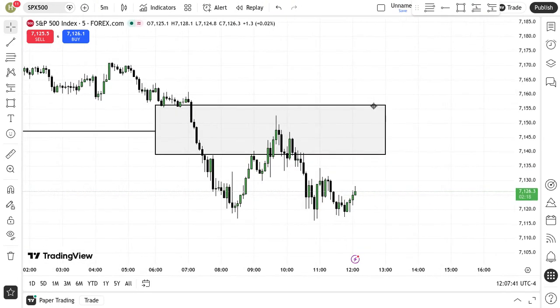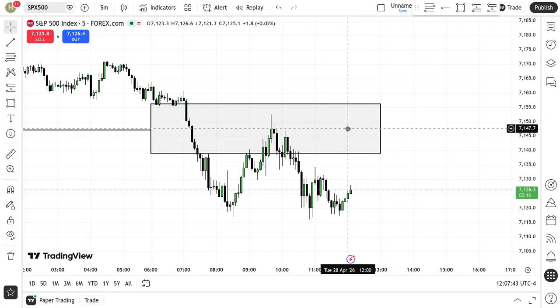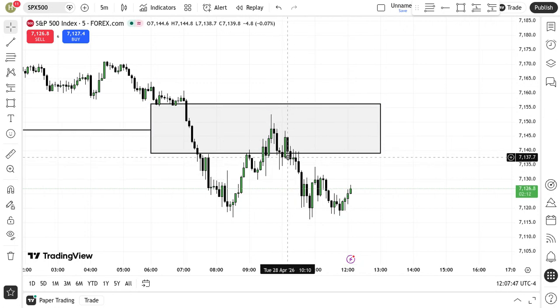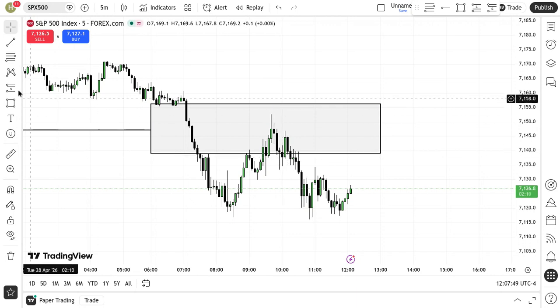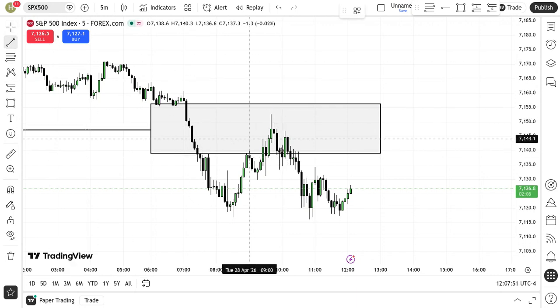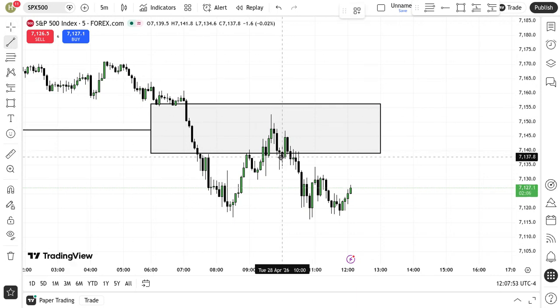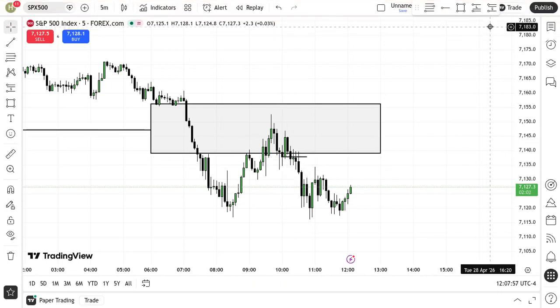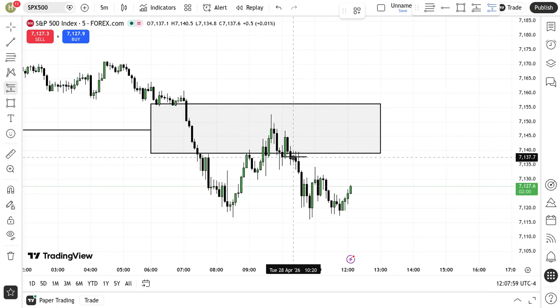and on the 5 minute time frame, we are looking for a market structure shift on the 5 minute time frame. So a clear market structure shift would be below this low. So we would have this low marked out. When price breaks below this low right here, that's where we look to take our entry. So we would take our entry here.